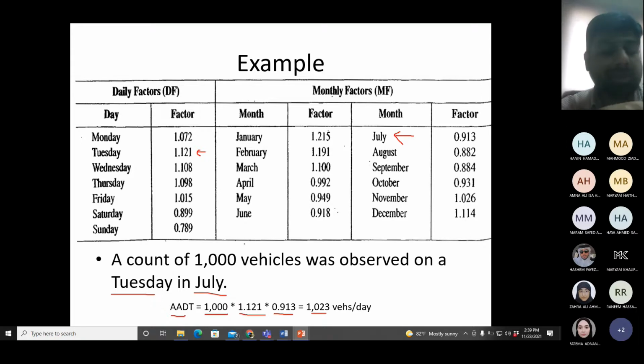Each control count location may have 30, 40, 50 coverage count locations which are near to them. If you are combining 2 or 3 control points together, it will mean that for hundreds of coverage count locations, I can use a single set of factors. So the factor for Monday for hundreds of locations will be the same.